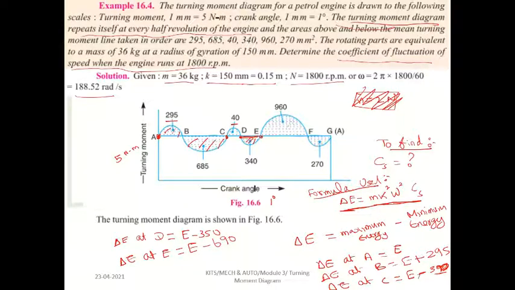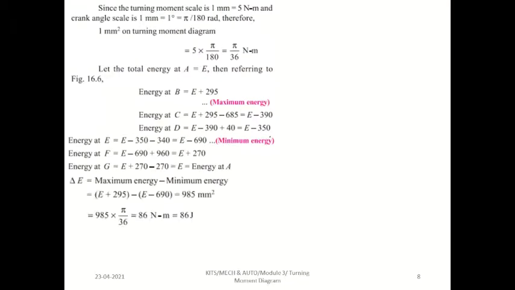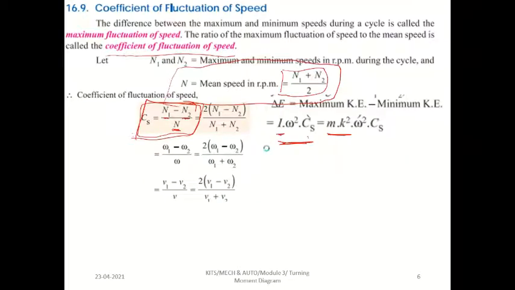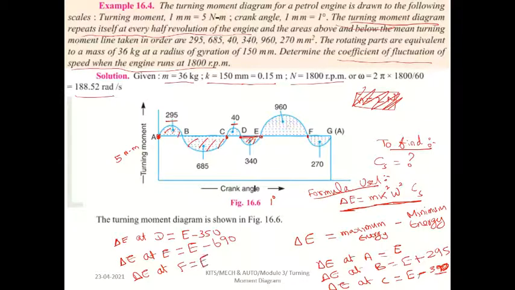Now we'll move to the next point, point F. Okay, write it down. Del E at point F. Already we have E minus 690, but here we have plus 960. So minus 690 plus 960. What will be the answer? I think the answer will be 270. Yeah, E plus 270.